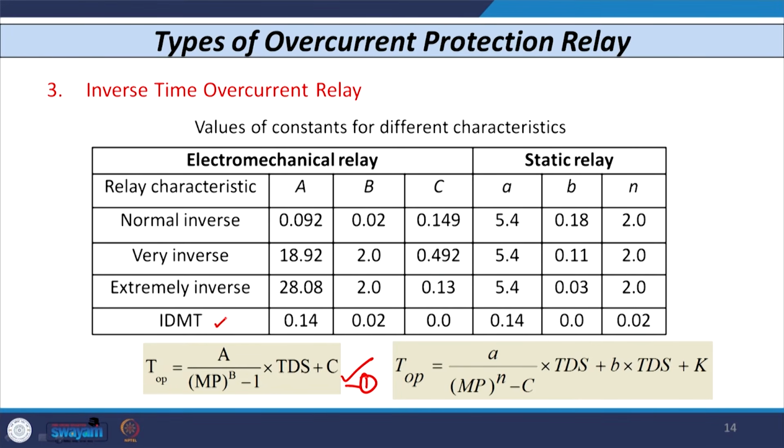Similarly, if I want the IDMT characteristic, that is the inverse definite minimum time characteristic, then I have to select the values A as 0.14, B as 0.02 and C as 0. In the same way for static relays, the equation is shown below, equation 2. We can select the appropriate values of small a, small b and small n, and by selecting these values for each specific type of characteristic, we can achieve the different types of characteristic.